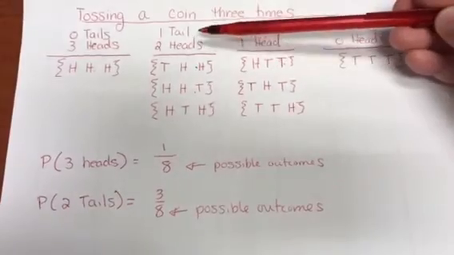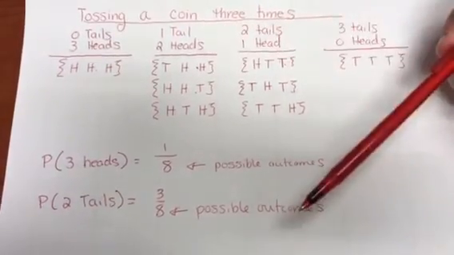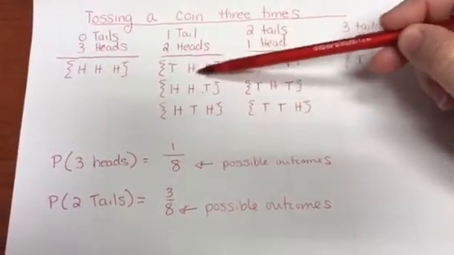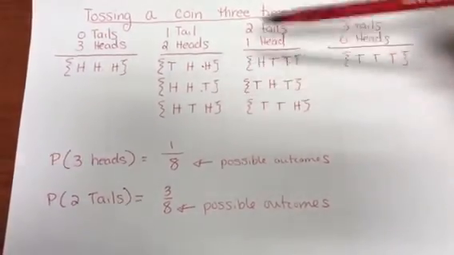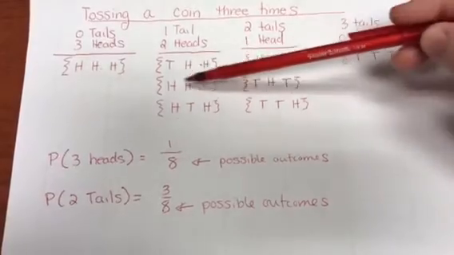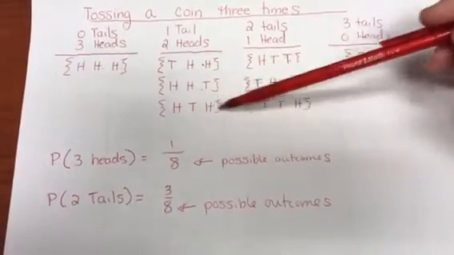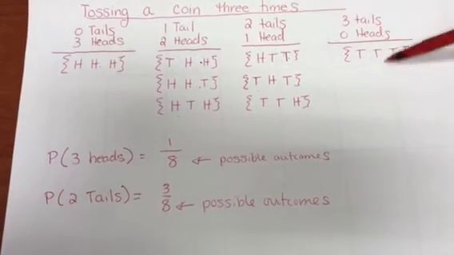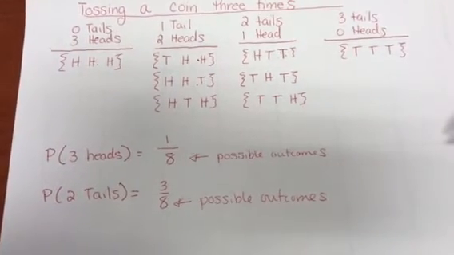Then you could have the possibility of 1 tail or 2 heads. So the first one is going to be the first toss, then this would be the second toss, and then this would be the third toss. So you could have tails, heads, heads, or heads, heads, tails, or heads, tails, heads. Okay, and then I went through and I listed all of them. And then here, of course, is if you get all 3 tails.